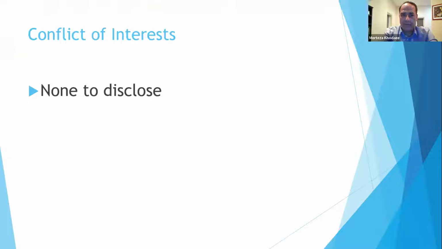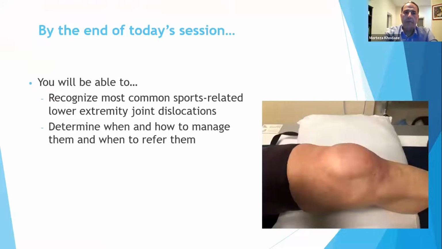I have nothing to disclose. The important part, what we are trying to get out of this, is that hopefully we can recognize some of the most common lower extremity dislocations and determine how we should manage them. All the pictures you see in my presentation are my own patients, unless there are some images I didn't have, so I have the citation underneath. Those are not mine.